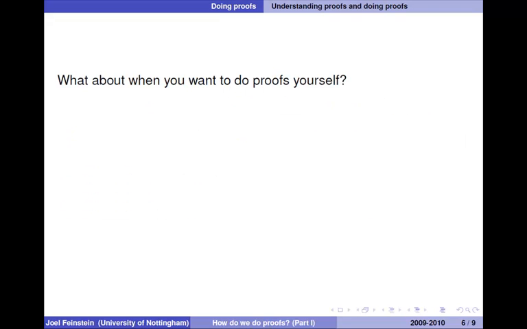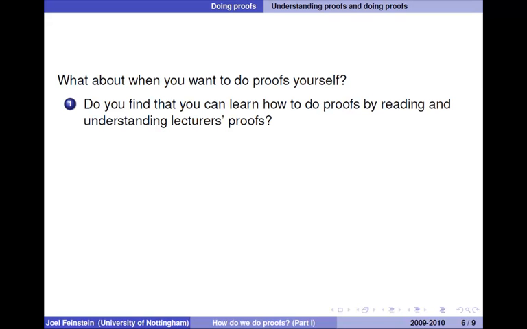What about when you want to do the proofs for yourself? Is it enough to just read and understand lecturers' proofs? Or do you find you can do that, but somehow that doesn't seem to help you to find proofs yourself? I think it does help a bit if you read and understand lecturers' proofs. That shows you the sort of language, the sort of structure that proofs have. But there's nothing like doing proofs yourself for learning how to do proofs. So you've just got to keep trying to do proofs yourself.